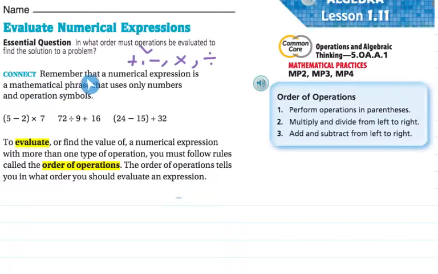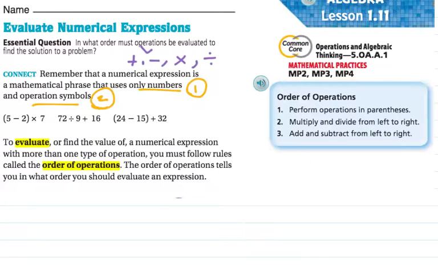So it says connect. Remember that a numerical expression is a mathematical phrase that only uses numbers and operation symbols. Yesterday in class we talked about how expressions have two qualifications. They have to have numbers and operation symbols. It says, to evaluate or find the value of a numerical expression with more than one operation, you must follow the rules called the order of operations. The order of operations tells you in what order you should evaluate an expression.